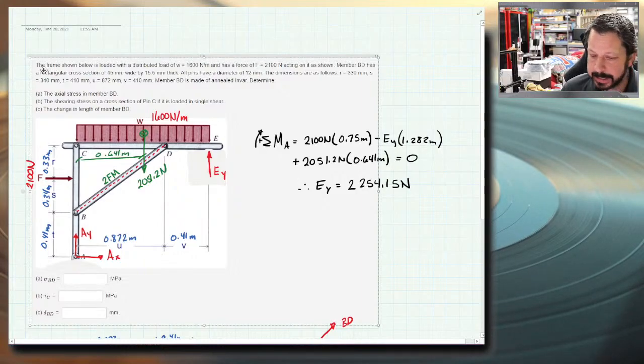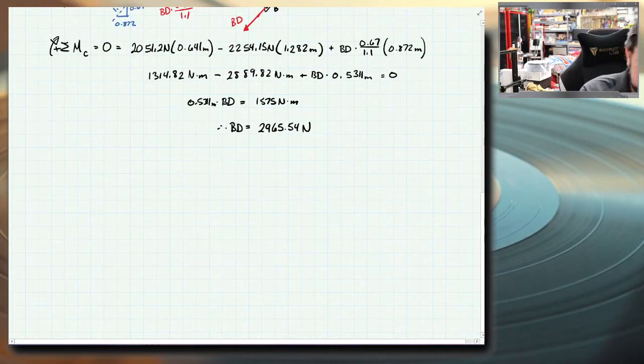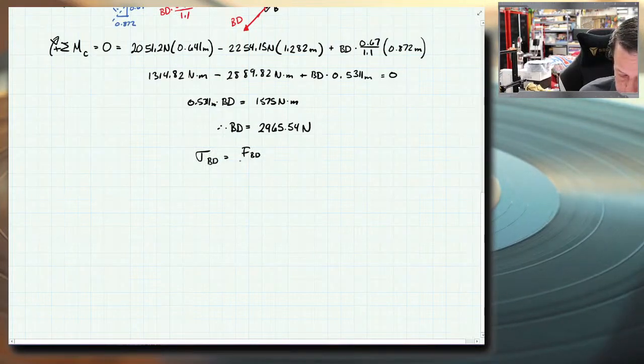Cross-sectional, or it has the rectangular. Remember, BD has a rectangular cross-section, 45 millimeters by 15.5 millimeters. All right, 45 by 15. I'll forget that. We'll try. So the stress in BD equals the force in BD divided by the cross-sectional area of BD.